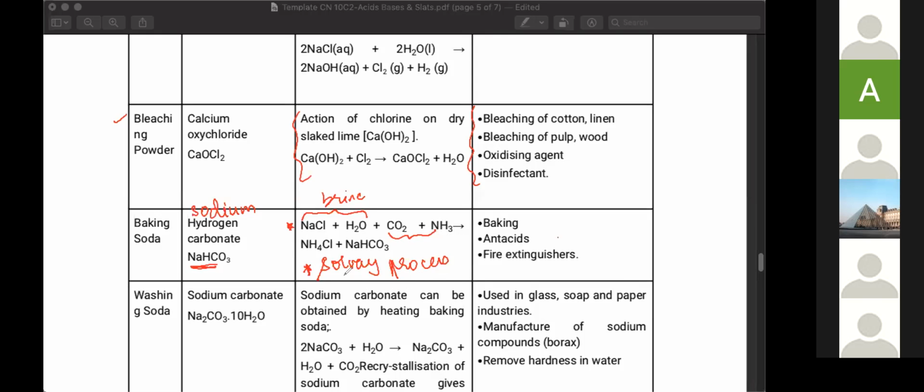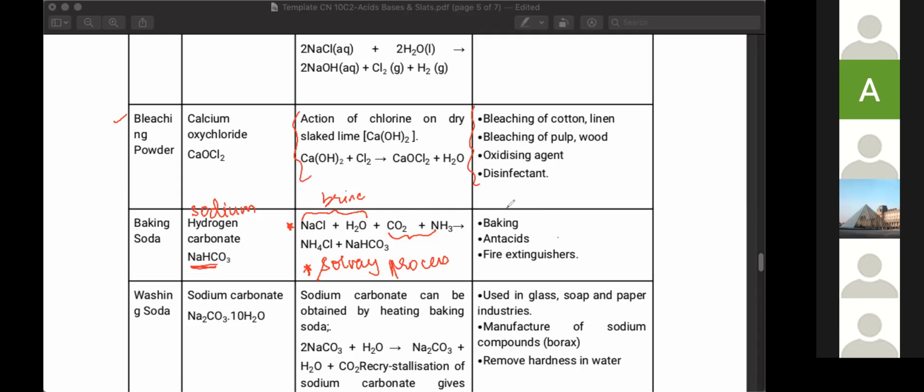Just write down the name that baking soda is produced by Solvay process. In case you come across any question or if any details are asked, I can take it up in a future class. It will take about 10-15 minutes, not long.